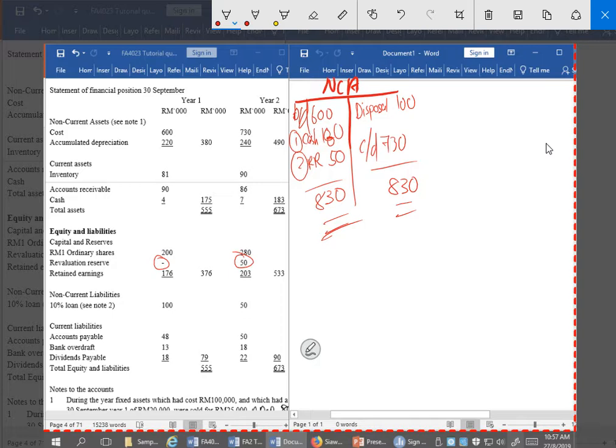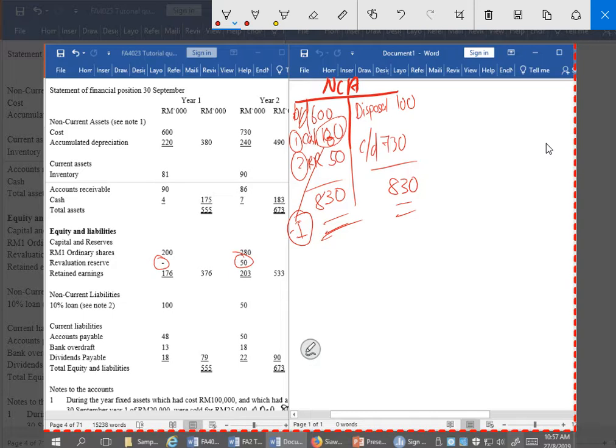Okay, so here you only need these figures for which: investment, financing, operating? Investment, plus or minus? You buy an asset, right? Cash in or out? Out, right? So minus. Cash outflow, so minus investment.